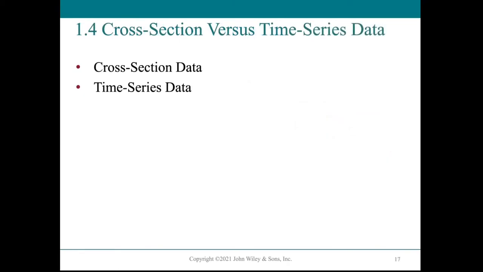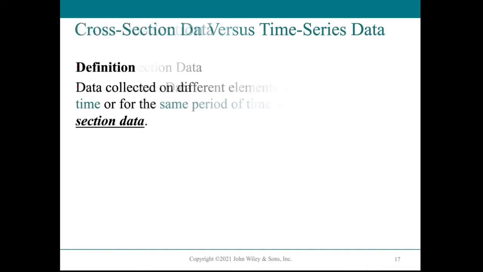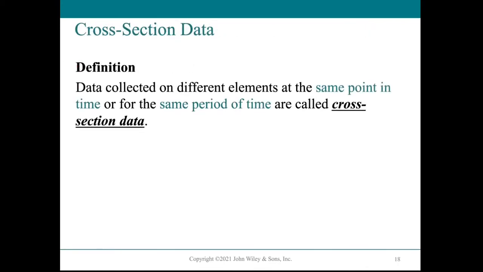Okay, so other types of data. We have two basic types of data, the cross-section data and the time series data. Cross-section data are data collected on different elements at the same point in time or a certain period of time. It's called cross-section because, if you imagine your number line as a sausage and cut the sausage at a certain part, that's a cross-sectional cut, and that is basically the data at a certain point in that number line. So you have cross-sectional data.